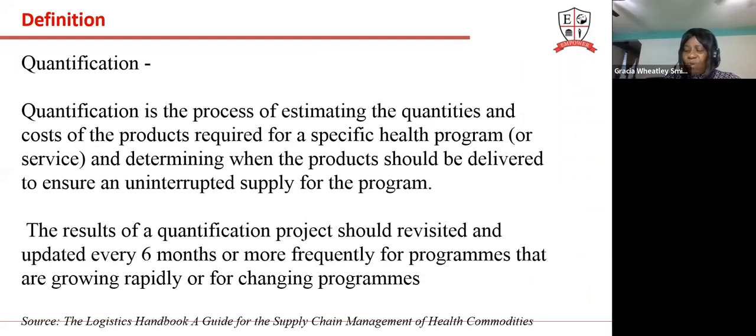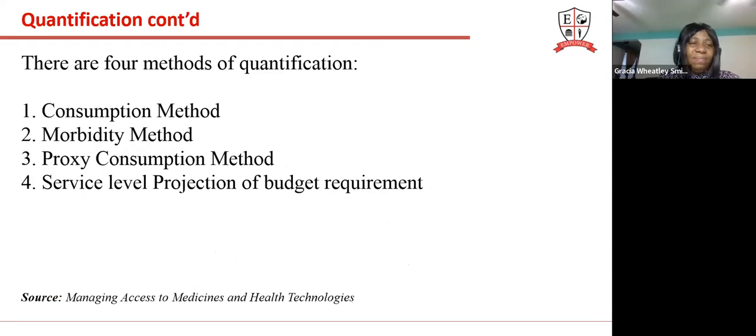Quantification is the process of estimating the quantities and the cost of the products required for a specific health program or a service, and determining when these products should be delivered to ensure that there is an uninterrupted supply for the program. The results of a quantification period should be revisited and updated every 6 months or more frequently for programs that are growing rapidly or for changes in the programs, the dynamics according to the situation as it demands.